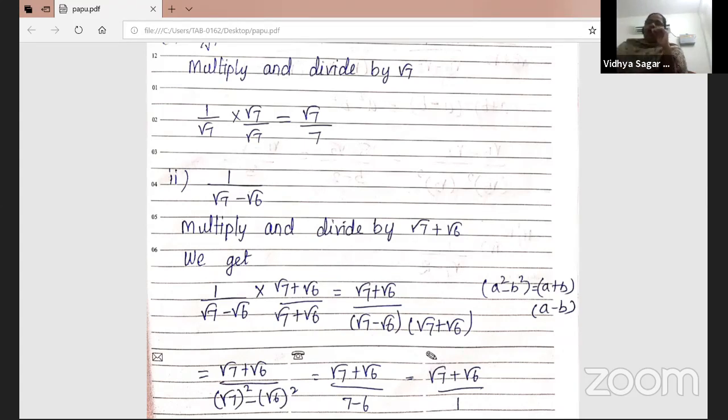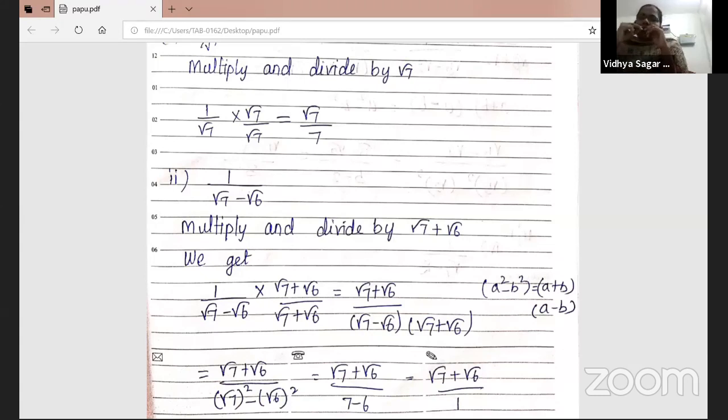Conjugate method. So here you just change the sign. Root 7 minus root 6 has a minus, so I am changing the sign to plus. I'm multiplying both the numerator and denominator by root 7 plus root 6 by root 7 plus root 6. This method is called the conjugate method. While multiplying, 1 into root 7 plus root 6 will become root 7 plus root 6. Now see the denominator, root 7 minus root 6 and root 7 plus root 6. It is in the form of a minus b and a plus b.